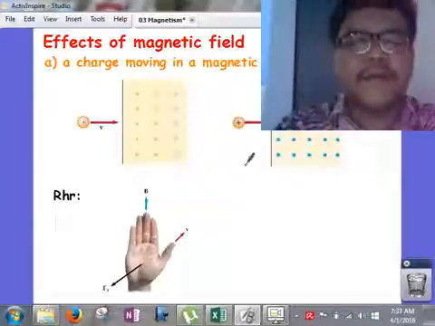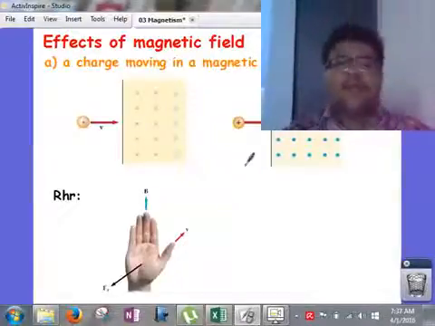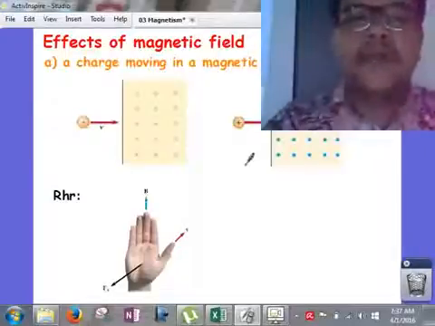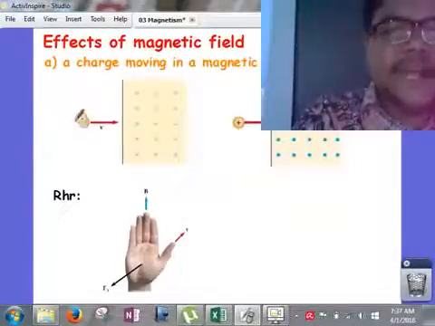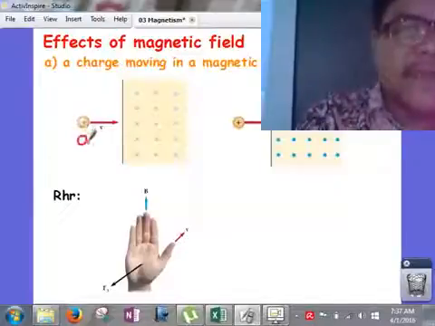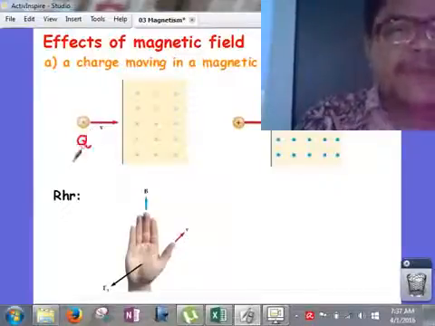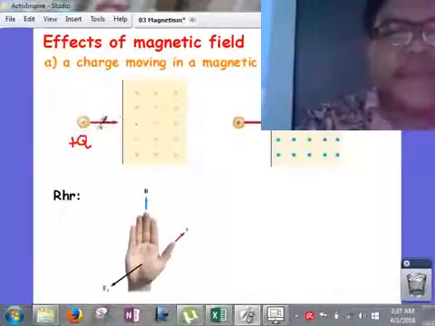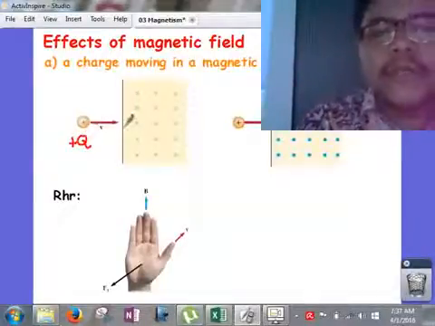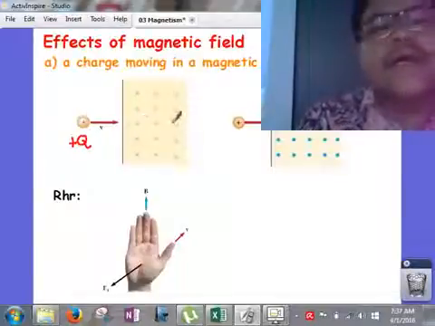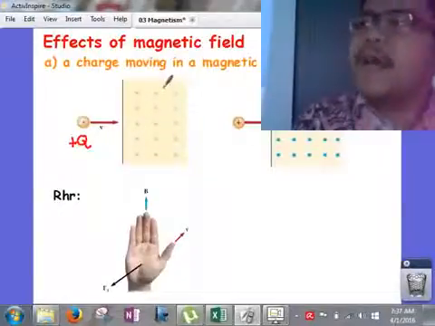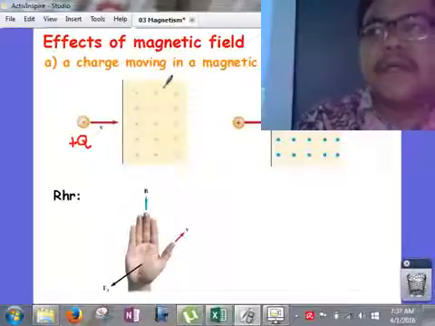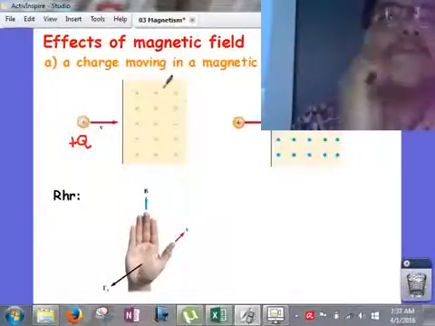So, today we are going to study the effect of a magnetic field on a charge moving in it. Look here, there is a charge, let's say it has a charge of Q1, positive, and it is moving to the right, and then entering an area with a magnetic field that is moving away from us, or goes inside the paper.